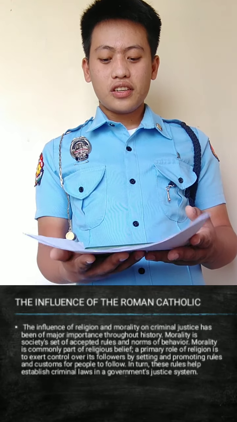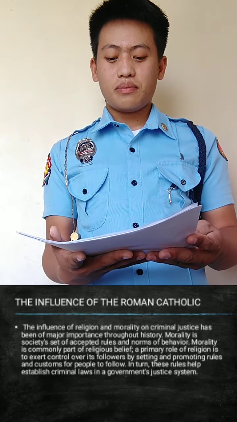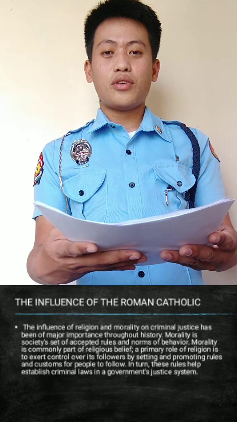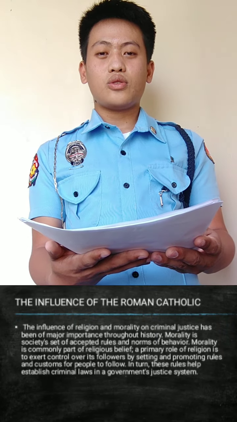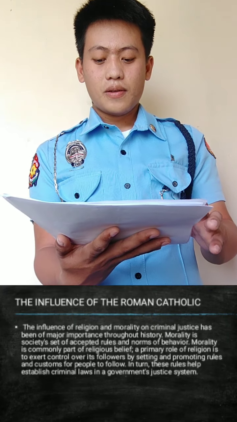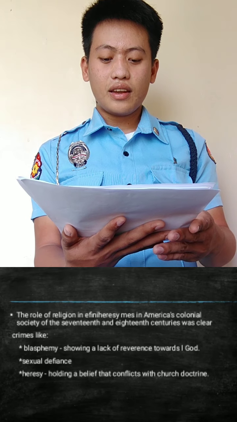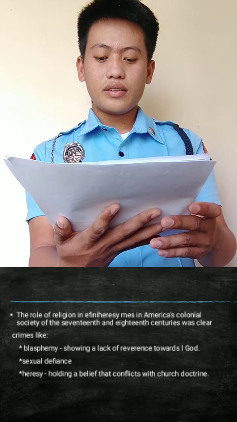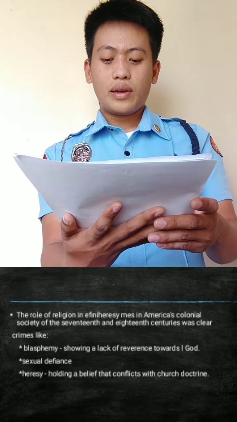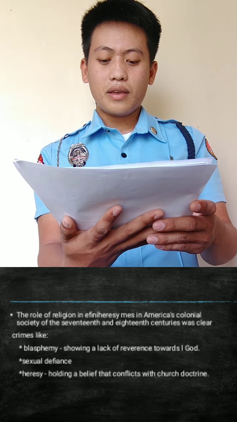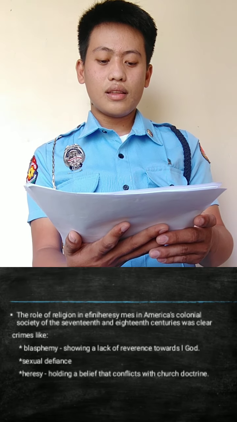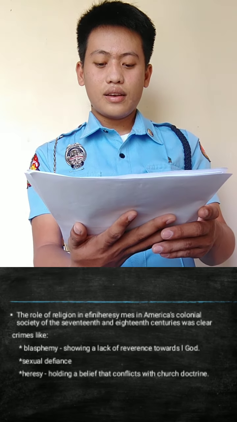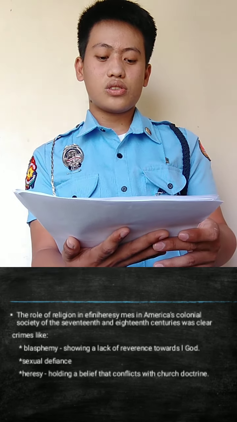So in the justice system, Roman Catholic influence has been inserted because these matters help prisoners to become more religious and tend not to commit criminal behaviors. The role of religion in America's colonial society of the 17th and 18th century was clear in crimes like blasphemy. So what is blasphemy? Blasphemy shows a lack of reverence towards God. Next is sexual defiance. And third is heresy, which means holding a belief that conflicts with church doctrine.